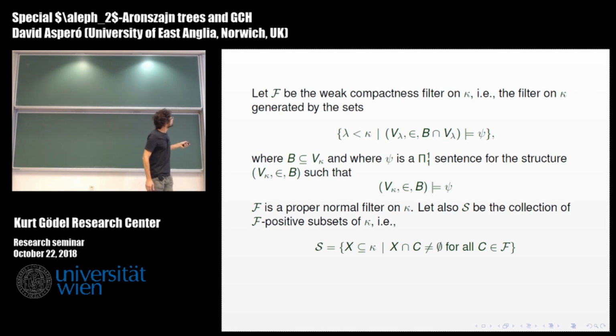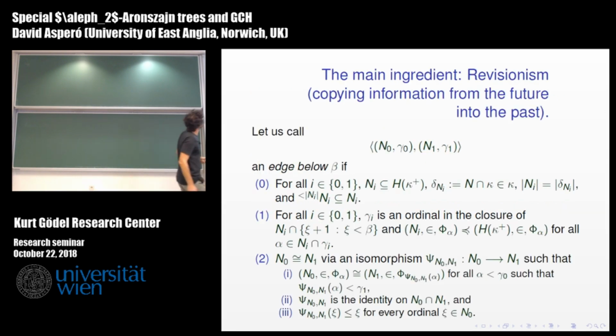And let script S be the collection of all F-positive subsets of kappa, so all X that intersect every measure 1 set. All right, now here's the main ingredient of the proof, the main idea. It's revisionism. What is revisionism? It's changing history. In the light of what we know or believe now, we change history, copying information from the future into the past.